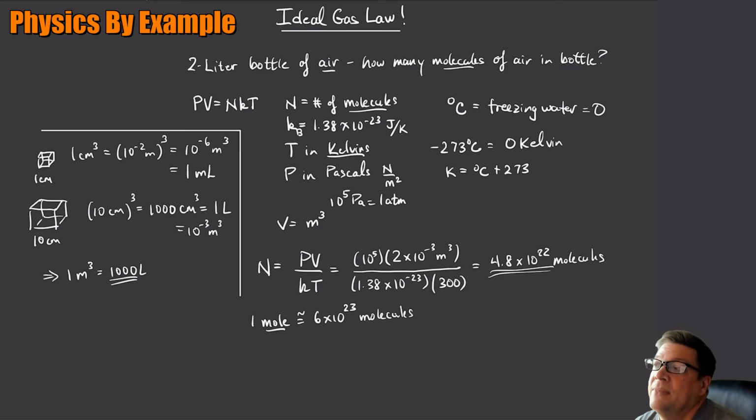It's close. Okay, so how many moles do we have? If I just divide those two things, 4.8 times 10 to the 22 divided by 10 to the 23rd, this means I have something like 0.08 moles of air in the room. Really, the number of moles is what's usually used in chemistry experiments, because the number of molecules is usually incredibly large.